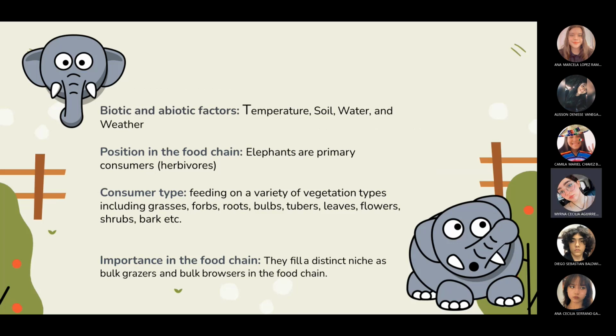Position in the food chain: elephants are primary consumers and herbivores. They feed on a variety of vegetation types, including grasses, forbs, fruits, bulbs, tubers, leaves, flowers, etc. And the importance in the food chain is that they fill a distinct niche as bulk grazers and bulk browsers in the food chain.